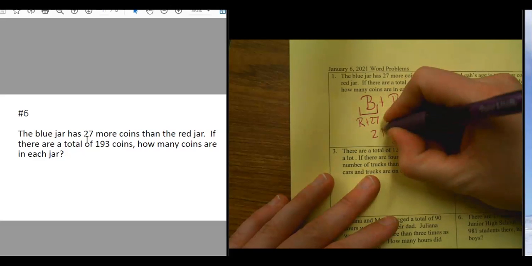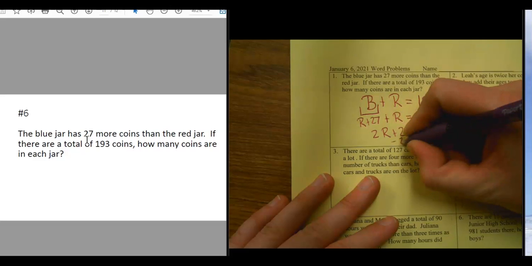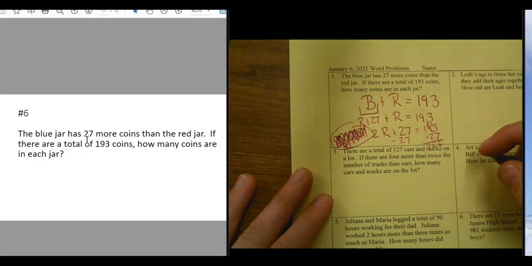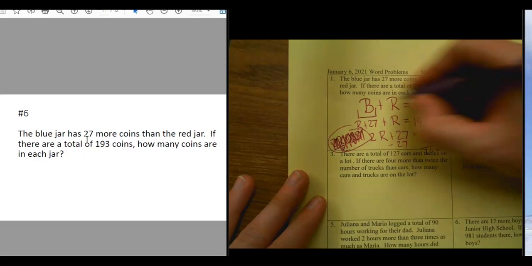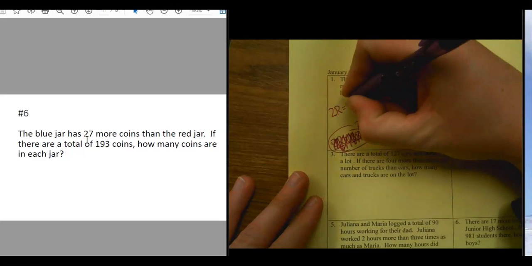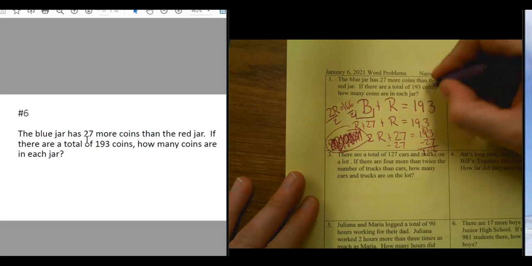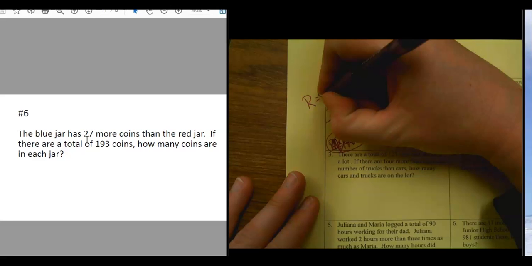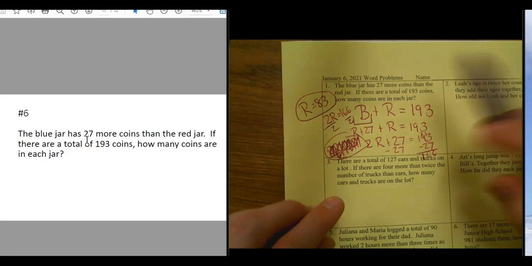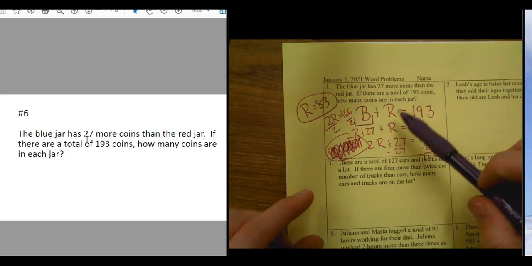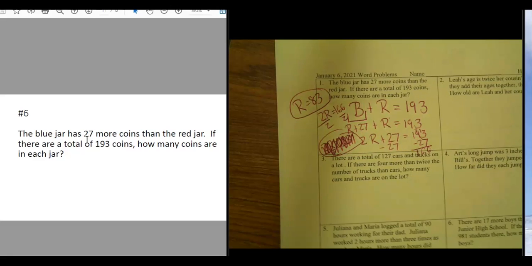2R plus 27 equals 193. Subtract the 27 from both sides, and that gives me 166. So then I have 2R equals 166, divide both sides by 2, and I get R equals 83. Now, for this assignment, it does say how many coins are in each jar. If you can get one of the answers, either the red or the blue, I'm good. Just one answer is required for each of the ones on this.